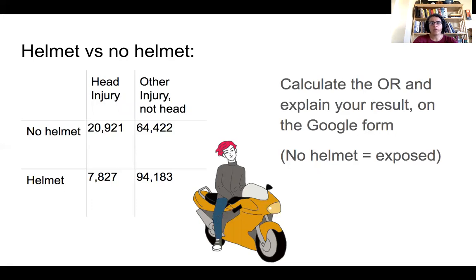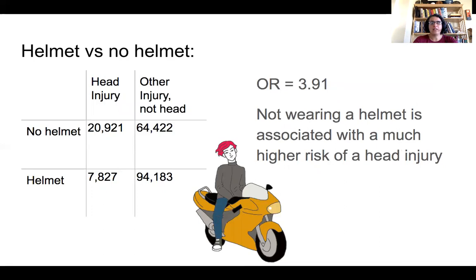Okay, welcome back. Here are the results that I got. I got an odds ratio of 3.91. Now that is huge. Really not that surprising. It says not wearing a helmet, like our ding dong in the picture here, is associated with a much higher risk of head injury. So we have this new factor now. Instead of just position on the motorcycle, we also have this idea of helmets.